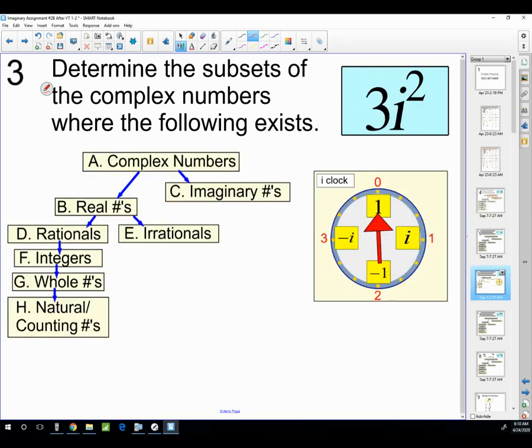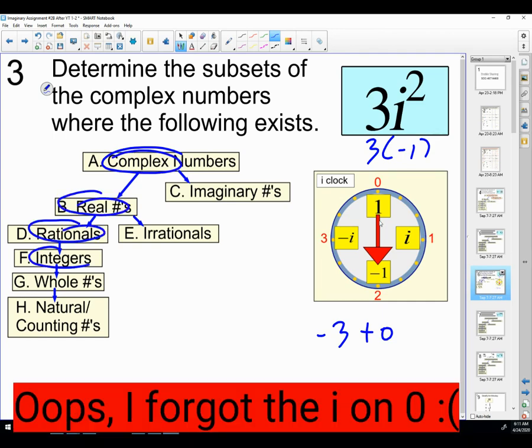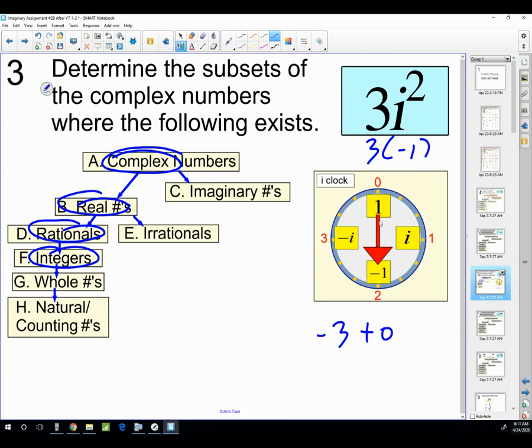Number three, let's say we've got an I squared, so we could spin the spinner. 0, 1, 2, -1. So that's 3 times -1, which is -3, or -3 plus 0i. You should recognize that as Enrico Palazzo. Hey, it's Enrico Palazzo. Integers. It's not a whole number.